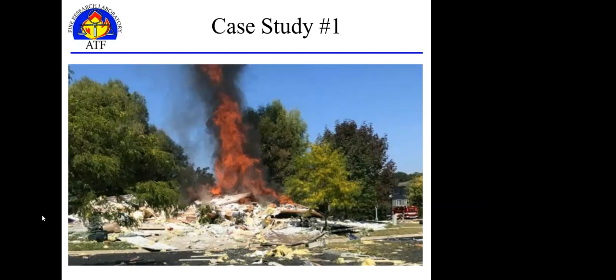So given the damage, I just want you as the student to ask yourself, is this more low order or high order damage? And I'd probably lean towards high order myself, because there's not a whole lot left of this building.